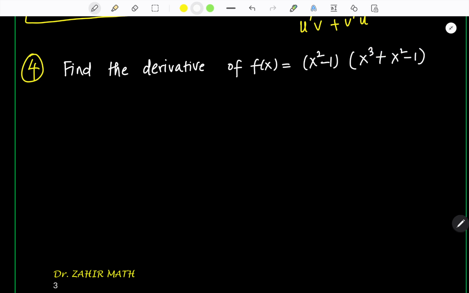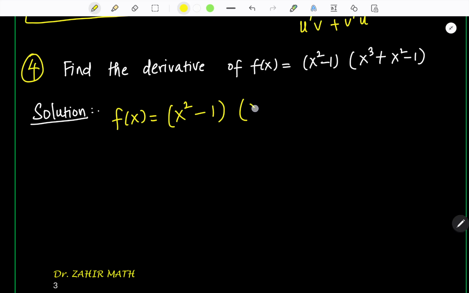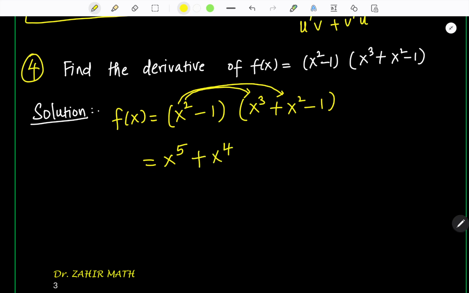Okay, so here also I'm going to use the shortcut. Let us use the shortcut. f of x equals (x square minus 1) times (x cube plus x square minus 1). Slowly multiply: x power 5. Slowly multiply this one: x power 4. Slowly multiply this one: minus x square. The next, slowly multiply this: minus x cube. Slowly multiply: minus x square.